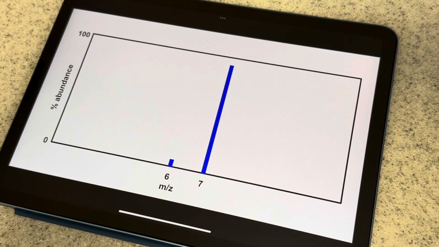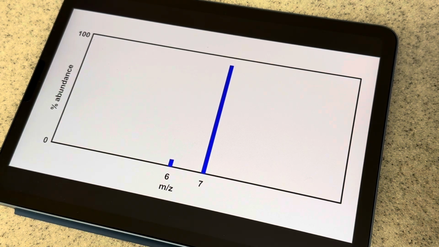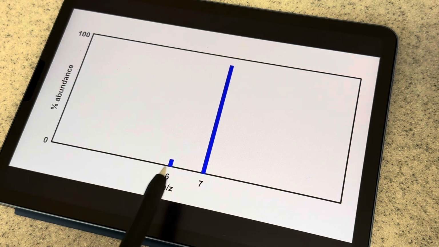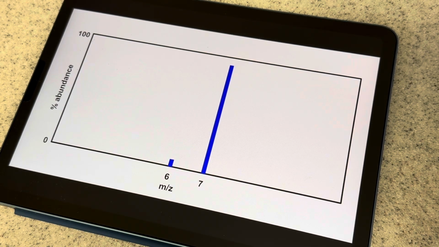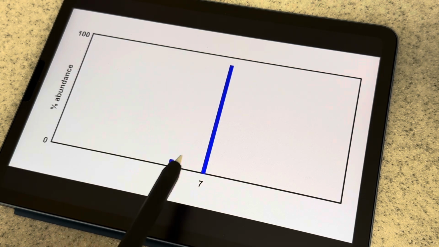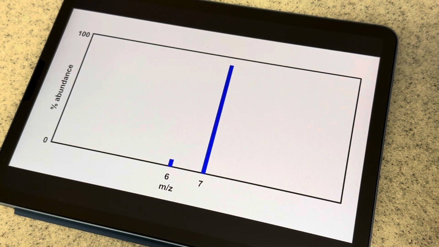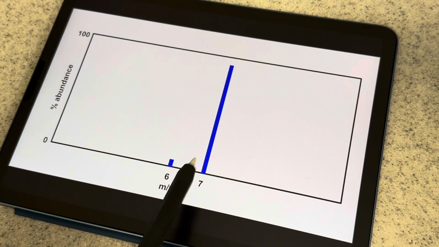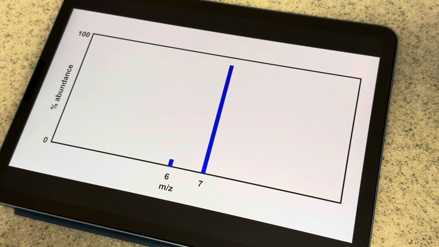Okay, so what we're going to do now is take a closer look at the spectrum. The first thing we can see is there's two lines. So what does two lines mean? What do the number of lines tell us? It tells us how many isotopes we've got. You'll also see that the lines have different heights. You can see that the 7 line is much taller than the 6 line. That's basically telling us that there's more of the 7 isotope in the sample than the 6.